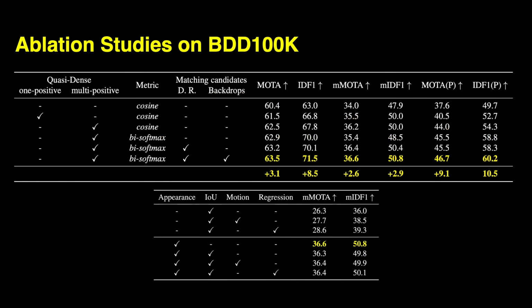The ablation studies on BDD100K validation set can show the importance of quasi-dense matching in our inference strategy. We also find our instance feature embeddings are sufficient for multiple object tracking. The location and motion priors barely enhance the performance of our approach.